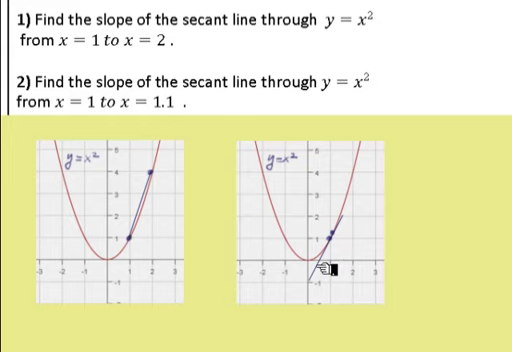All right, here's our secant line from x equal 1 to x equal 1.1, and here we have a picture of that secant line, and we want to see what the slope of this secant line is. It looks like it's not as steep. It looks like the slope will be smaller than the slope of this line.